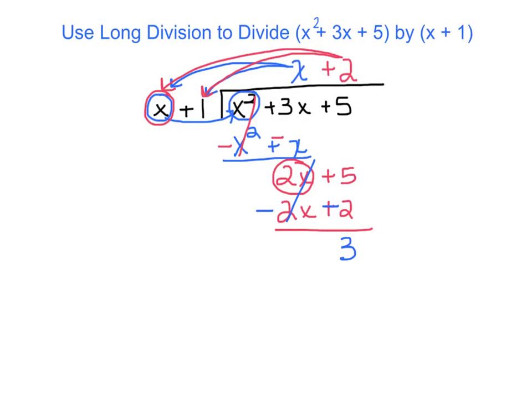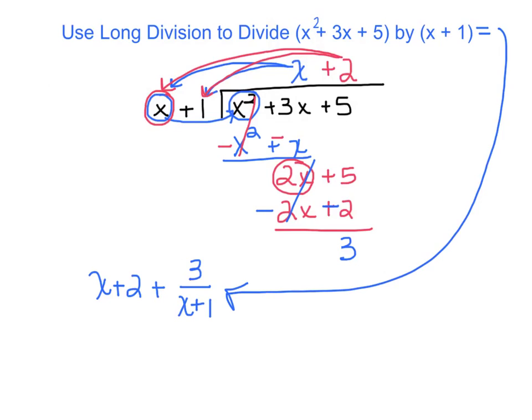So my answer is x plus 2 plus the remainder over the divisor. So this equals that.